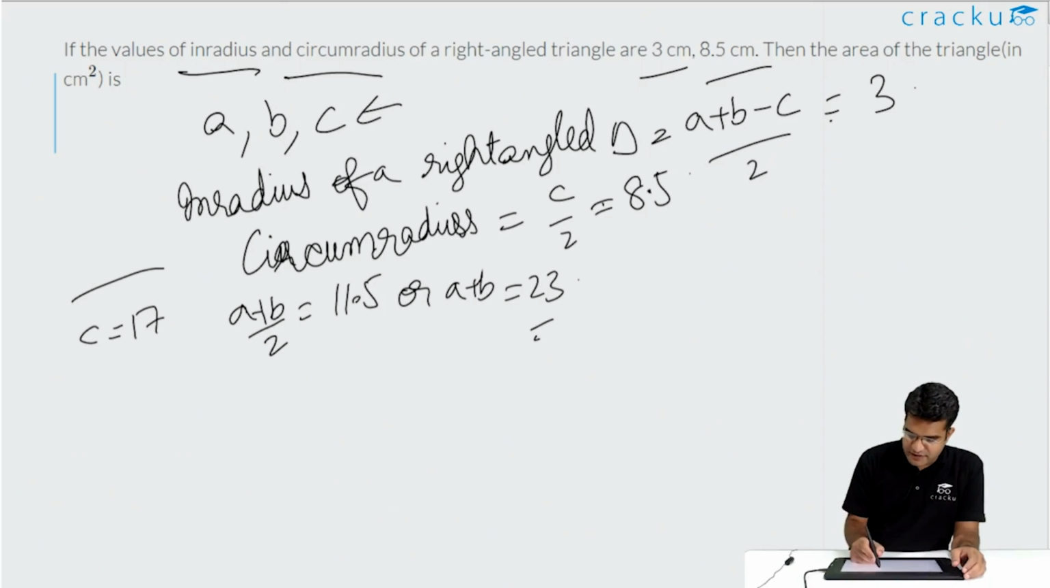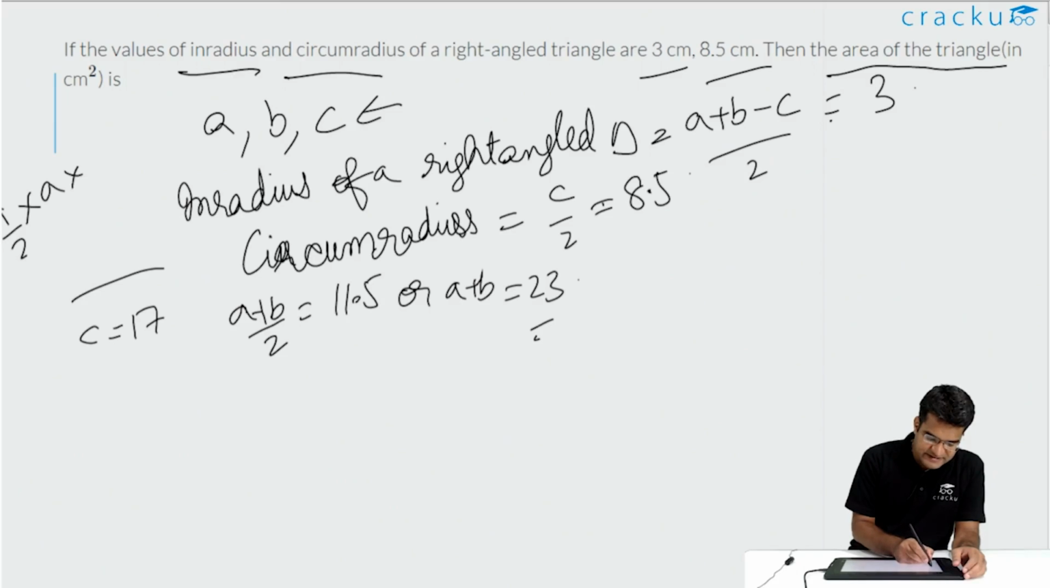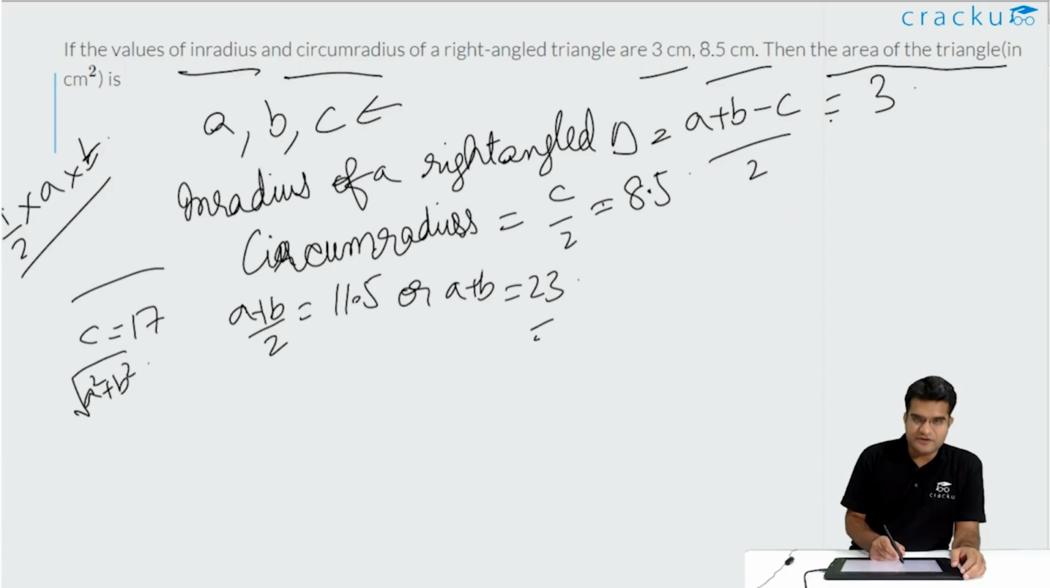Remember what we have to find out. We have to find out the area of the right angle triangle, and the area of the right angle triangle is equal to half into base into height. So we need to find out the value of half into AB. Now because this is a right angle triangle, C is equal to square root of A square plus B square, and we already know the value of A plus B.